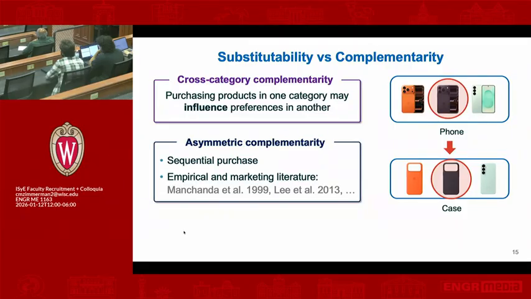And in this work, we focus on the asymmetric complementarity. This is usually related to the sequential purchase behavior, where the customer first buys some primary products like phones and then buys the secondary products like cases and so on. And this asymmetric complementarity is well documented in empirical and marketing literature.